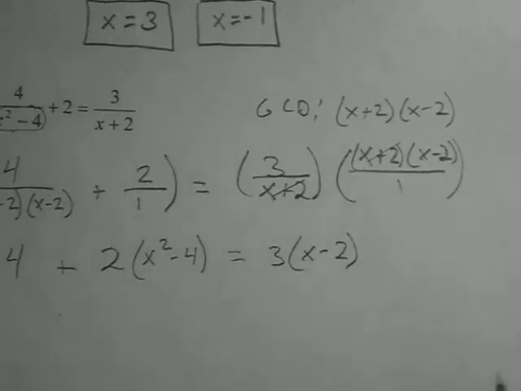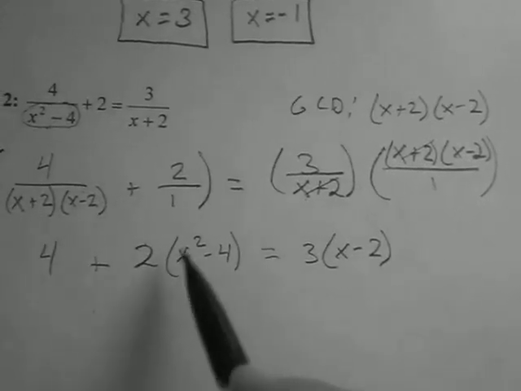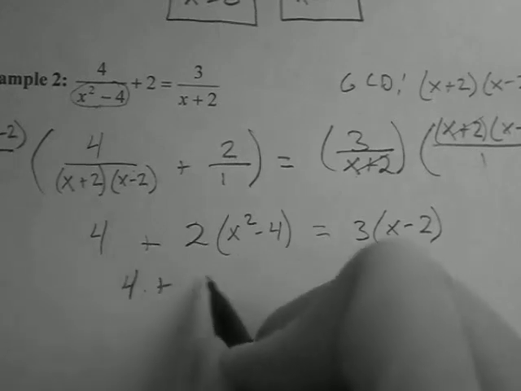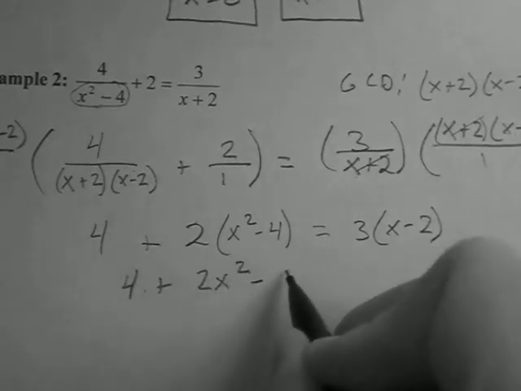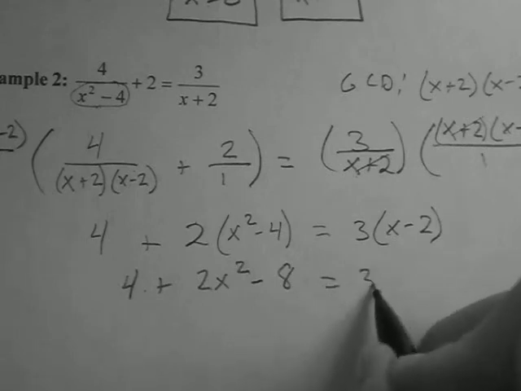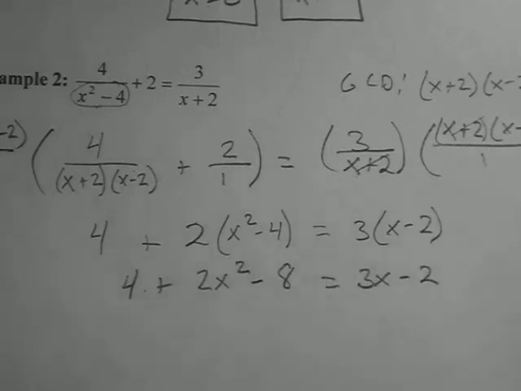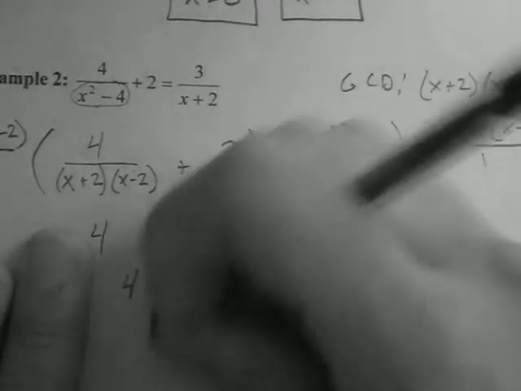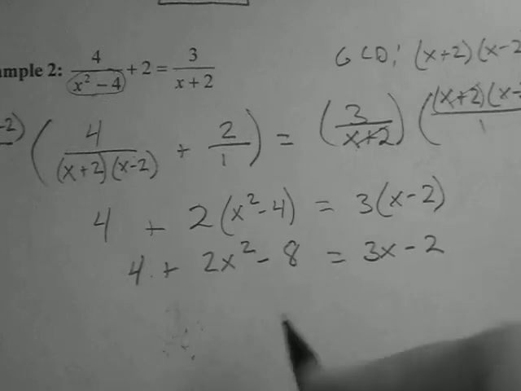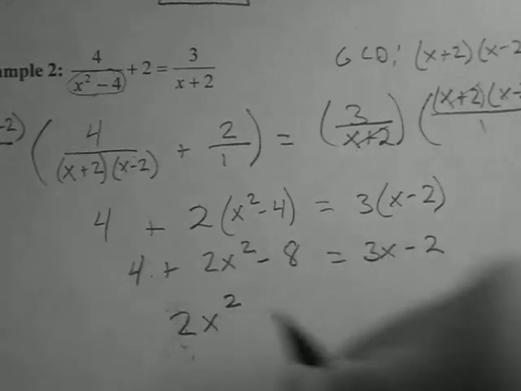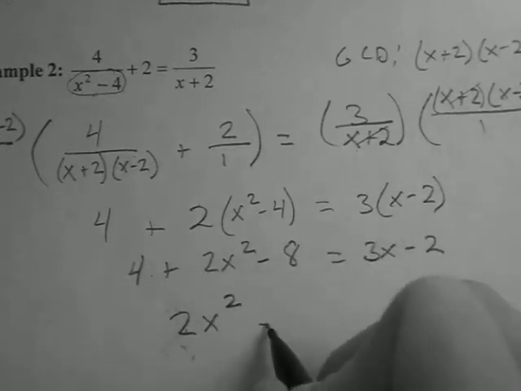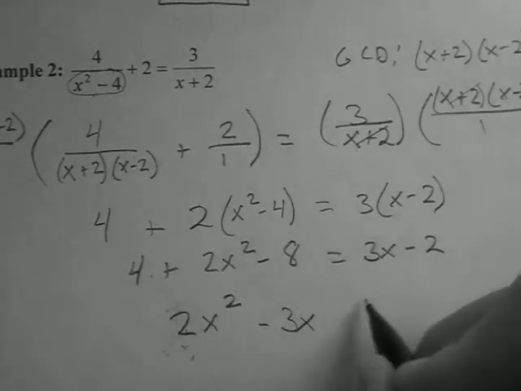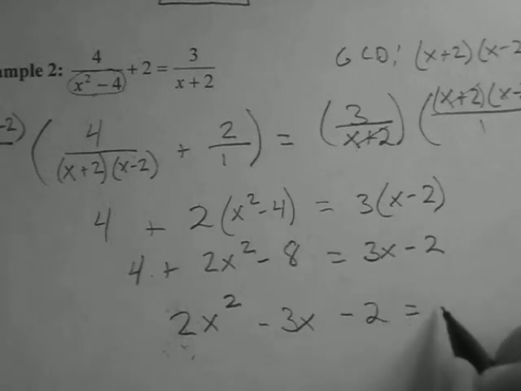Equals, in this one, the x plus 2 is going to cancel, so I'm left with 3 times x minus 2. Now from here we have to solve the resulting equation, which, if you see this x squared, you'll notice that it is a quadratic. So I have 4 plus 2x squared minus 8 equals 3x minus 2. I'm going to move everything over to one side, so I'm going to keep my leading term positive, and I'm going to say 2x squared, subtract the 3x. 4 minus 8 is negative 4, and then when I add 2 to that, I'm going to get minus 2 equals 0.